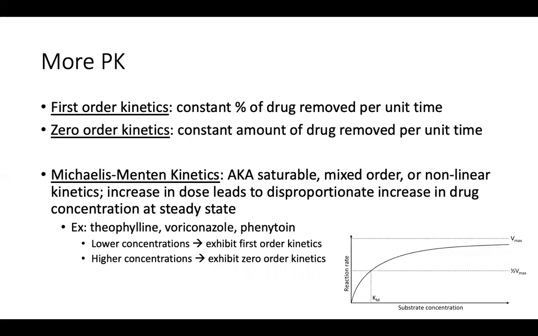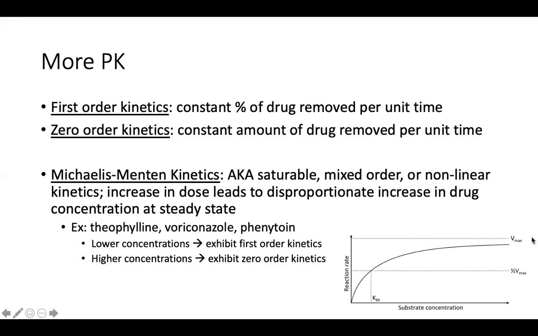A little bit more pharmacokinetics: first order and zero order. First order is when there's a constant percentage of the drug being removed per unit time, and zero order is when there's a constant amount of drug being removed per unit time. In zero order, for example, if 5 milligrams is cleared the first hour, it's still 5 milligrams the second hour, even though there's less left and it's getting smaller. Whereas first order is no matter how much there is in the system, 20% is being eliminated every single hour, for example.